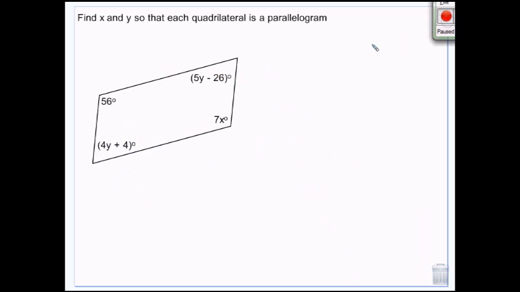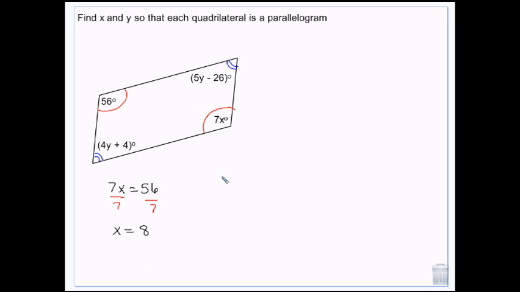Same idea, we can find each value so that this is a parallelogram. For this to be a parallelogram, these have to be equal, and these have to be equal. So I can set these equal to each other. 7x equal to 56. Divide by 7. X is 8.